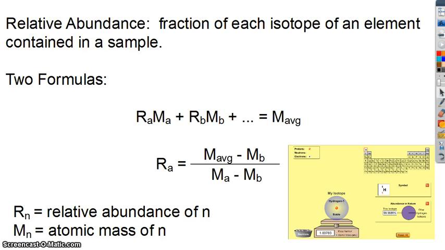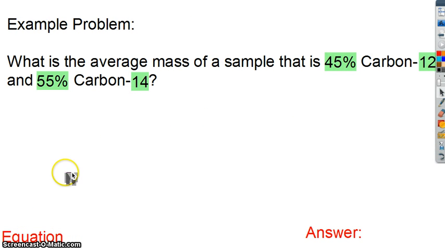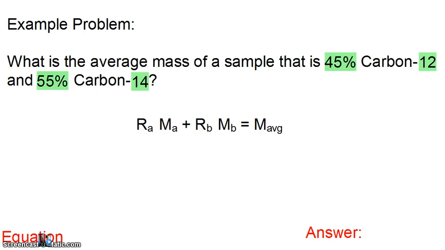Now let's look at some example problems. Here's an example where we are trying to find the average mass of a sample that is 45% carbon-12 and 55% carbon-14. The equation for doing this is here, which you were given earlier. When we go to plug in, first we need to decide which one is A and which one is B. It doesn't really matter for this problem. I will just arbitrarily choose this as A since that is the first, and this is B because that is the second. Now I will plug the numbers into the formula.